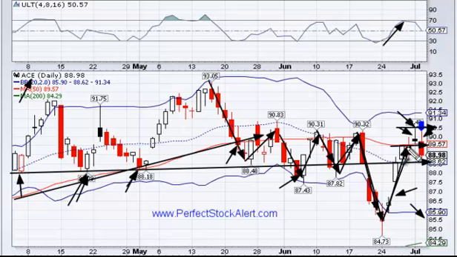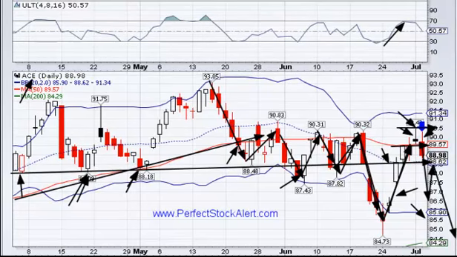Now you come up above it again, and I wouldn't expect this to act as support. In fact, next time you come back down here, you'll likely find a test here that will find this to be acting at that point as resistance, and then you go lower.